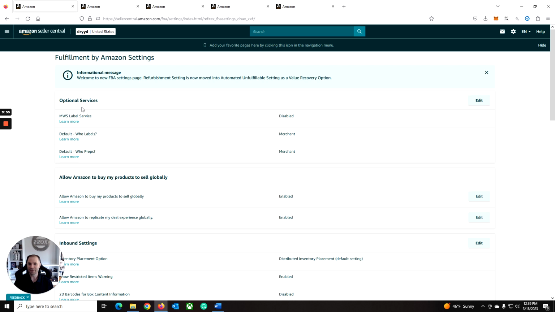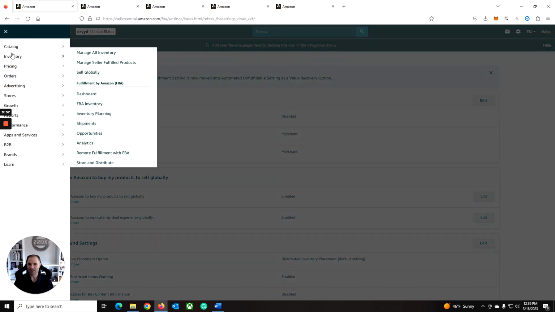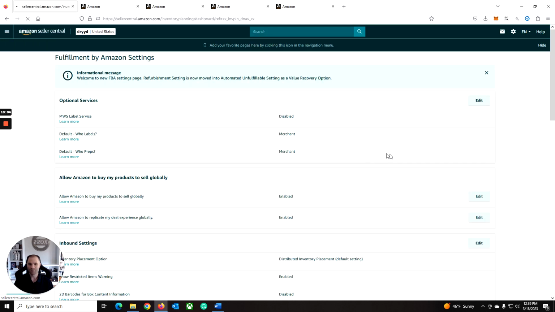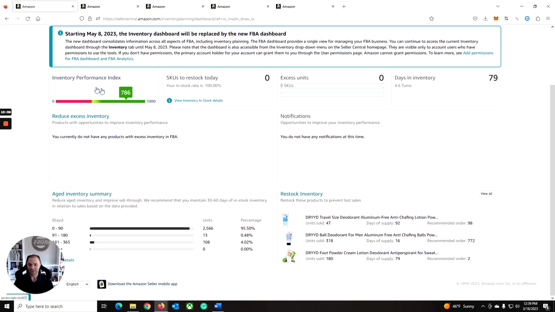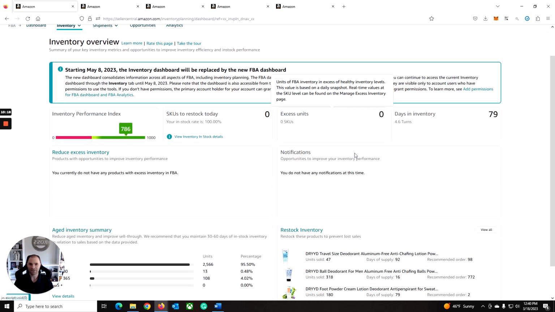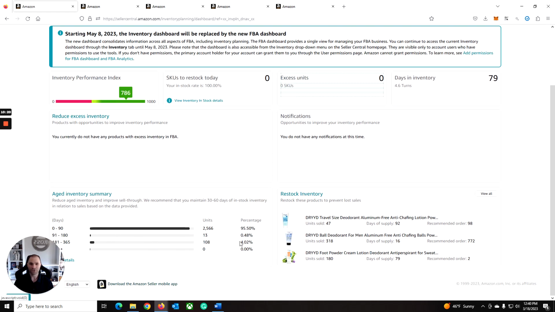Another thing I would look at, inside of your inventory menu, is this inventory planning tool. There's a lot of great things in here. We can see our overall IPI score. And this is an inventory score, if we've got aged inventory, and you can click in these various menus and learn various things about your account, its sell-through rate, how old the inventory is, why is your score high? Why is your score low? What can you do to improve it? And then also this restock inventory.